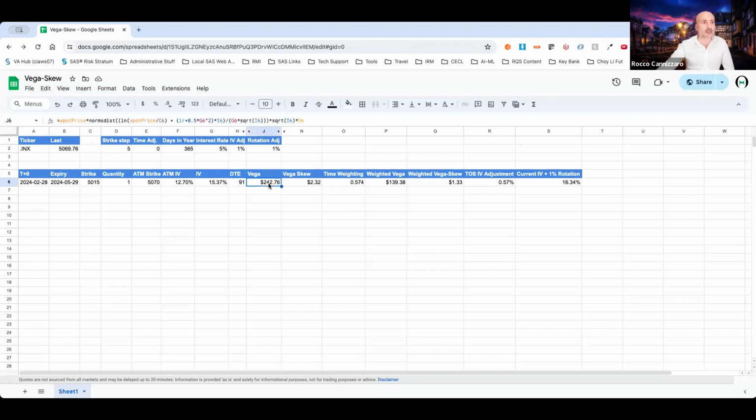And this column is basically showing what the Vega is, what the Vega-Skew is, and what the rotational Vega is. This is a time factor that is used for calculating the weighted Vega. And so here we also have the weighted Vega and the weighted Vega-Skew using this time factor. This is something you might find useful if you are using Thinkorswim.